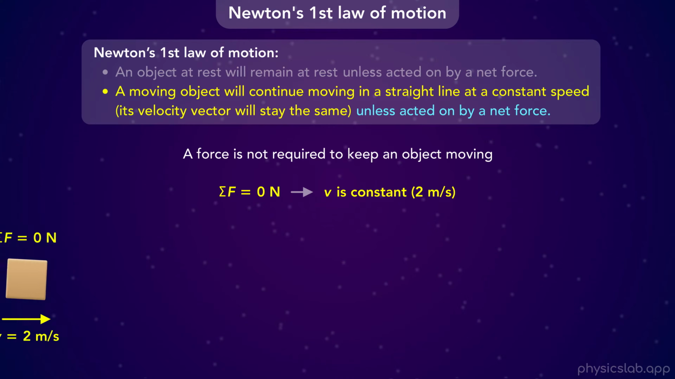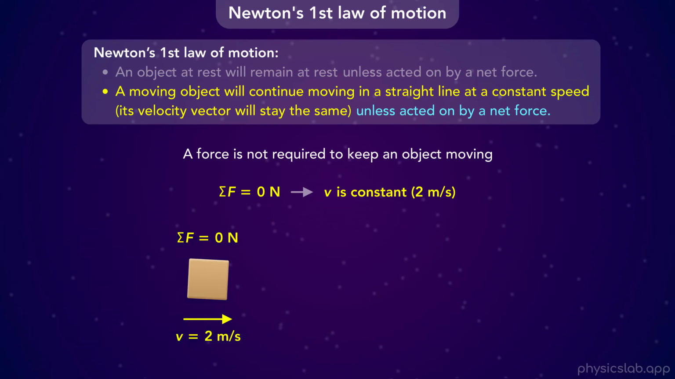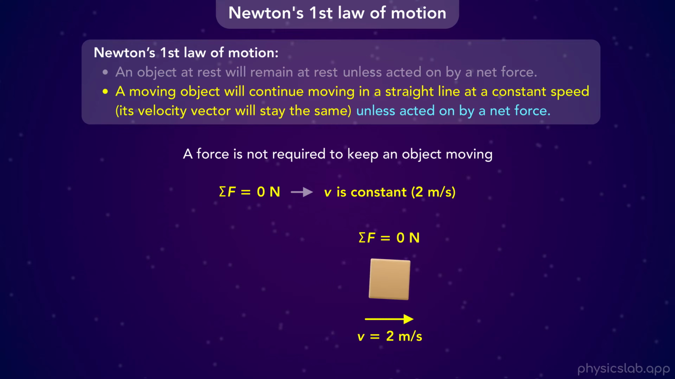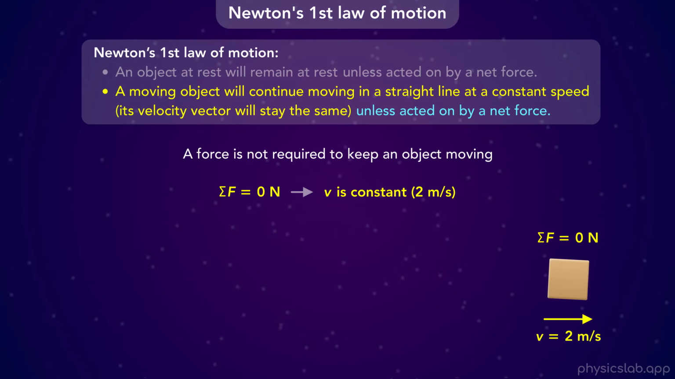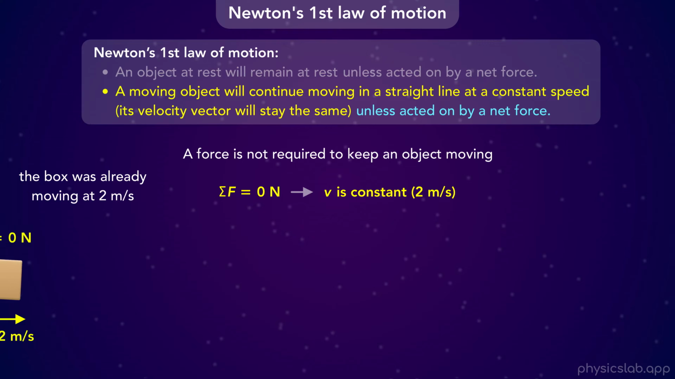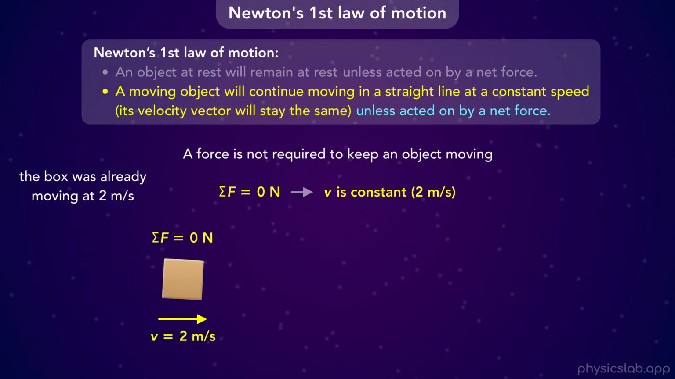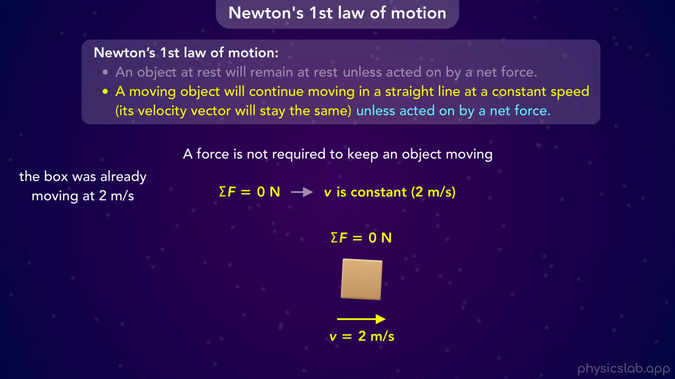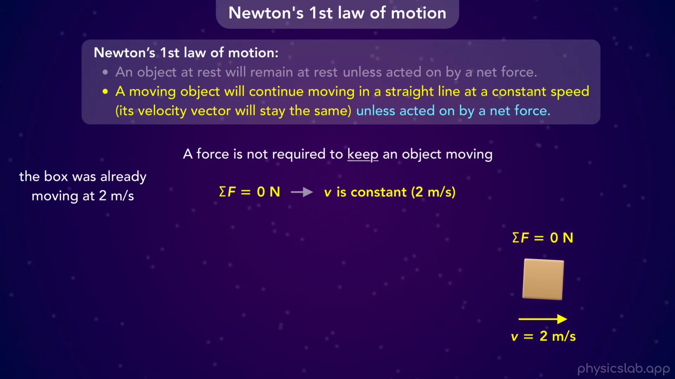You might be thinking, well, why is the box moving? Wouldn't a force be required to get it moving? Otherwise, it would remain at rest. And that's true. There's a subtle difference between those two things that can be confusing. A net force is required to change its velocity from not moving to 2 meters per second. But this box was already moving at 2 meters per second, and Newton's first law is saying a force is not required to keep it moving.